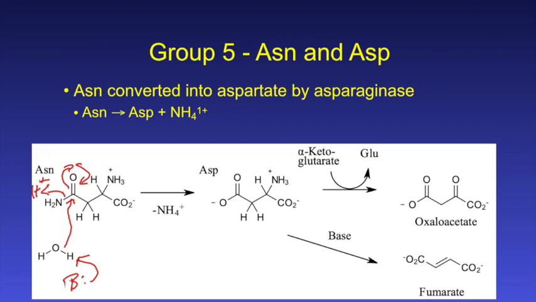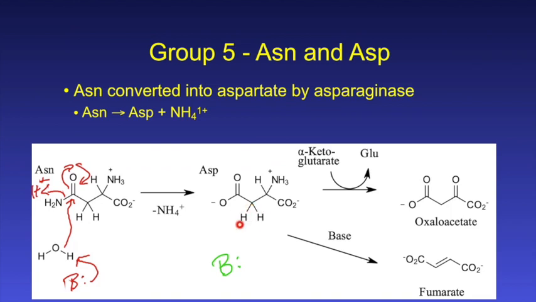Oxaloacetate is part of which cycle? Citric acid cycle. All right. If you use a base, how do you get to fumarate? You have to take off something, right? What do you have to take off? I have to take off the amine. Will the base react with the amine? The base will react with one of these things, right?